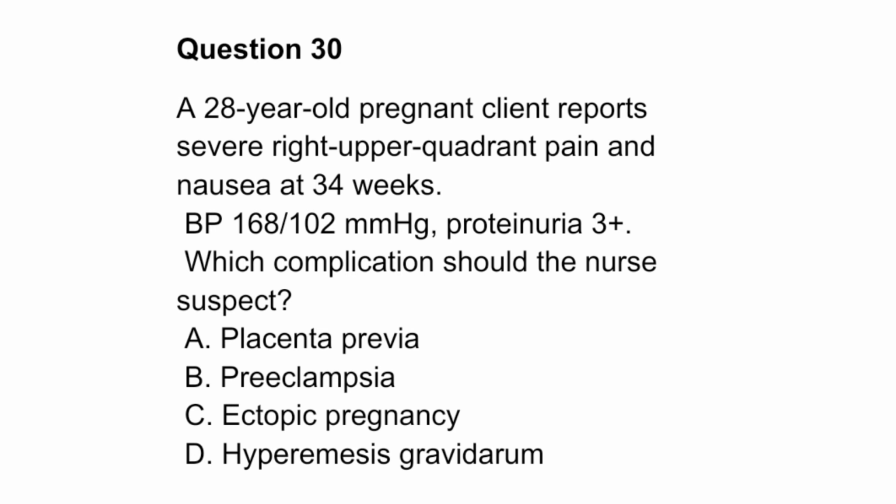Question 30. A 28-year-old pregnant client reports severe right upper quadrant pain and nausea at 34 weeks. BP 168/102 mmHg, proteinuria 3+. Which complication should the nurse suspect? A. Placenta previa. B. Preeclampsia. C. Ectopic pregnancy. D. Hyperemesis gravidarum.